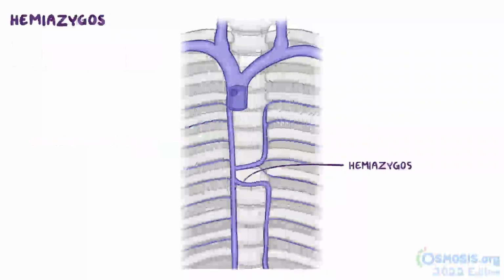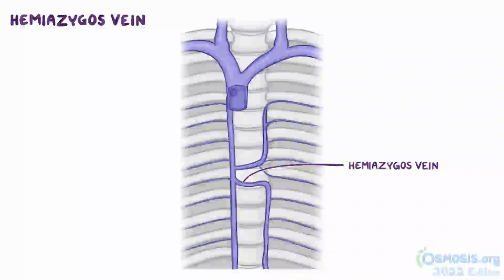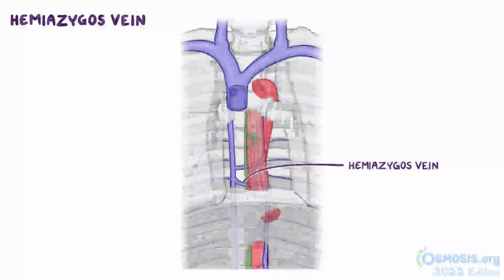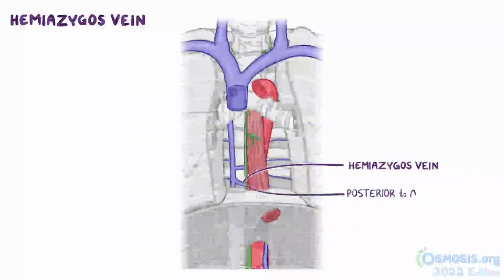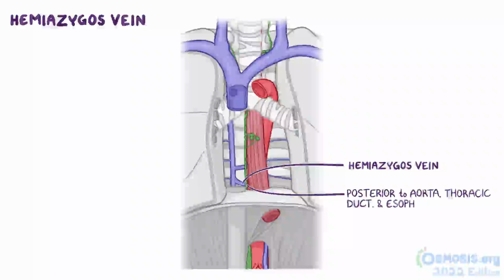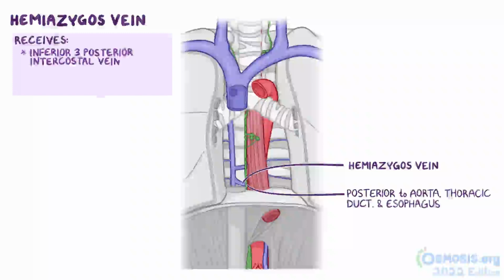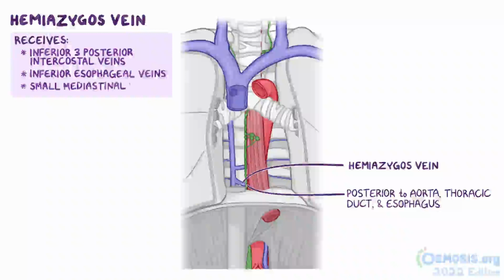Now, the hemiazygous vein originates on the left side of the vertebral column, posterior to the thoracic aorta as far as the T9 vertebra. At this point, it crosses to the right, posterior to the aorta, thoracic duct, and esophagus, and joins the azygous vein. It receives the inferior 3 posterior intercostal veins, the inferior esophageal veins, and many small mediastinal veins.